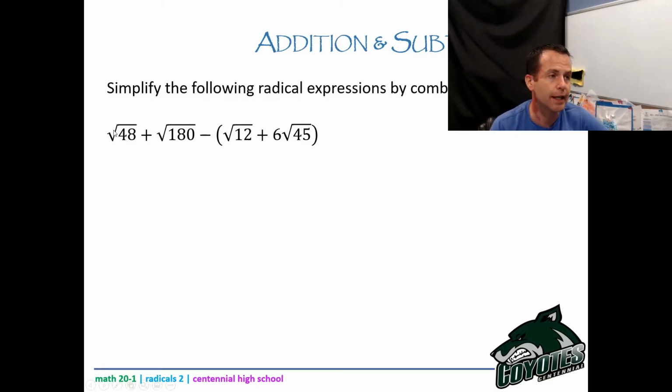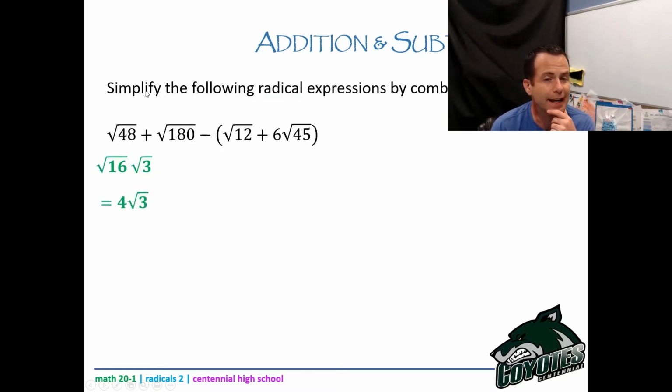So root 48, I know that root 48 is root 16 times root 3. Again, I'm just looking for perfect square factors: 4, 9, 16, 25, 36, 49, 64, 81, and 100. I have that written down on the side of my work so that I can use that list to help me figure out which ones would be factors for what I'm looking at. So root 48 is root 16 times root 3, and then I know that root 16 is 4, so that becomes 4 root 3.